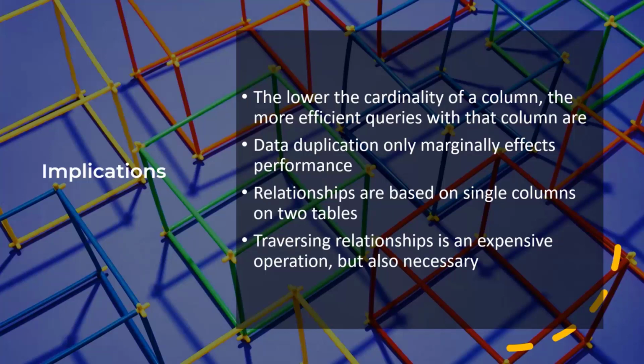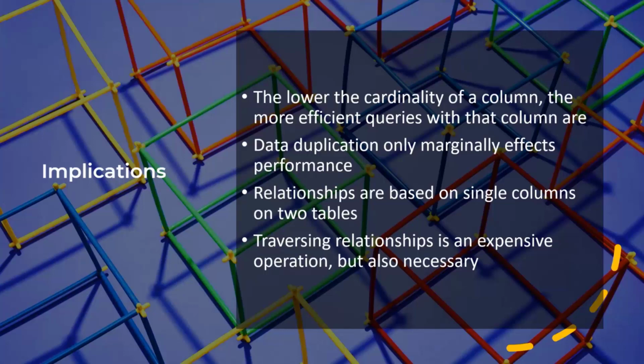Another one of the implications is that relationships are based off of single columns between 2 tables. So you need to understand that when you're building out a model. So I can't have a type 2 slowly changing dimension where we're tracking the history unless I use a unique index or a surrogate key on each of those rows so that I have a single column with unique values between my 2 tables.